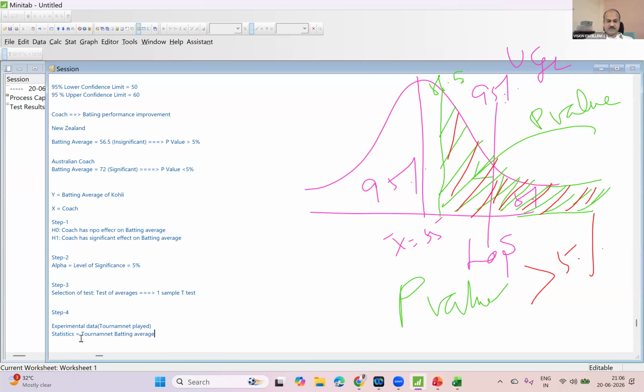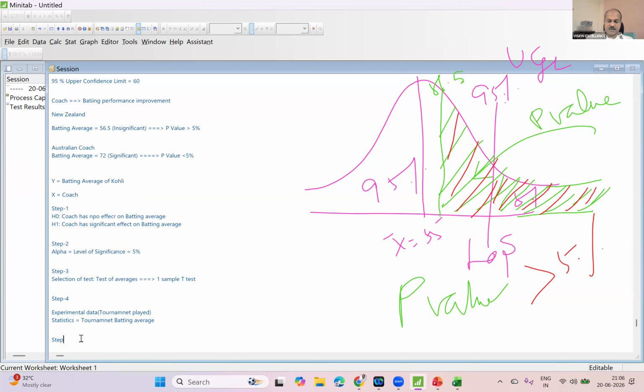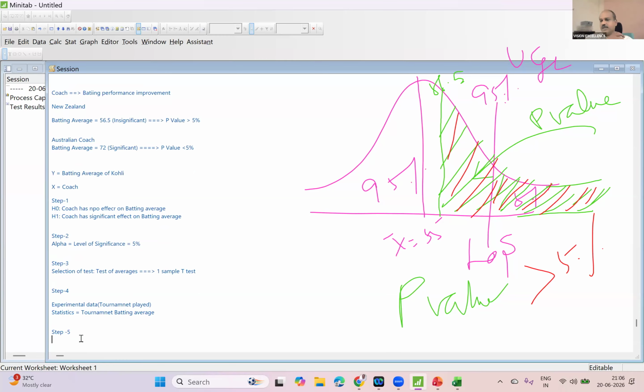And now, after step number 4, step number 5. Now you have to look at the p-value. I don't want you to look at the p-value very frequently. Please tell me the tournament batting average. Is it above the line of significance or below the line of significance? Tell me.